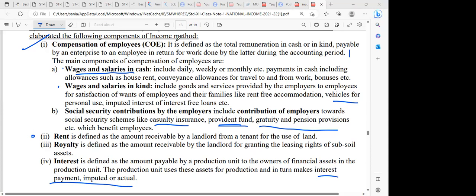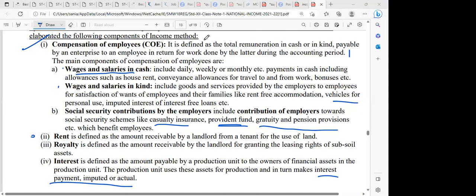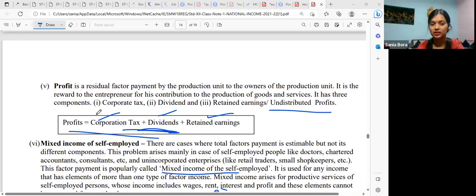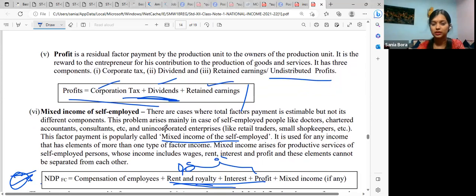Yes, ma'am, I'm done. Okay, Vanisha, you are also done? Yes, ma'am, I'm done. Now you just have to write the profit part. Okay, just write this: profit is corporation tax, dividend, and the retained earning or undistributed profit. Okay. Then mixed income is basically the self-employed one. Then we'll do questions.